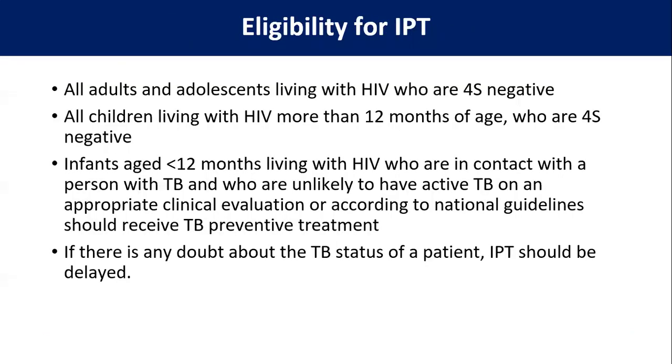All adults and adolescents living with HIV who are 4S negative should receive IPT for 6 months. And any children more than 12 months of age without any signs and symptoms of tuberculosis should receive IPT for 6 months. An infant less than 12 months of age living with HIV who is in contact with a person with TB and who is unlikely to have active TB on the basis of clinical evaluation should be put on IPT or TPT. If there is any doubt about the TB status of the patient, IPT should be delayed.